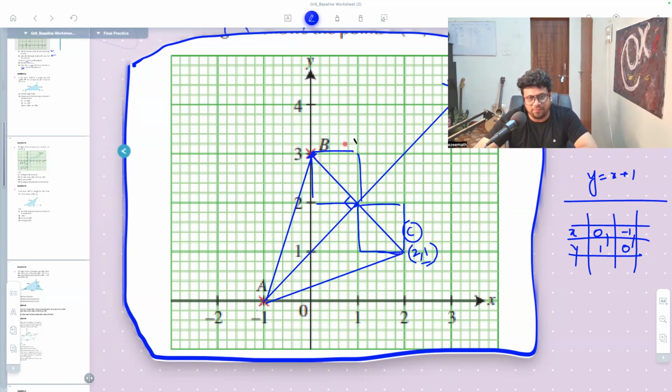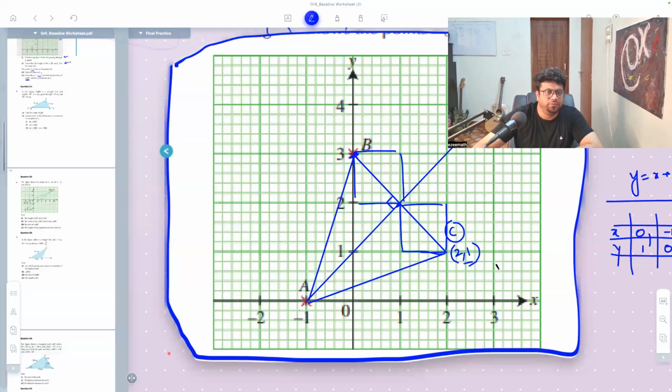There are many other possibilities, by the way. You can actually go like that, I think. Yeah, that will also, oh no. That's the only possibility there. That's your C, (2, 1). Yeah, that's about it. C is (2, 1). That's all you had to do.